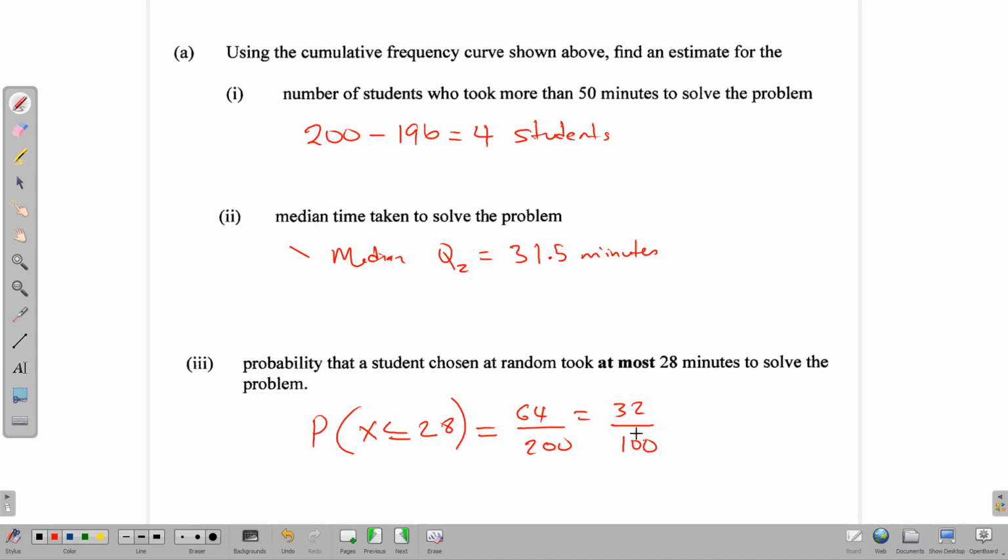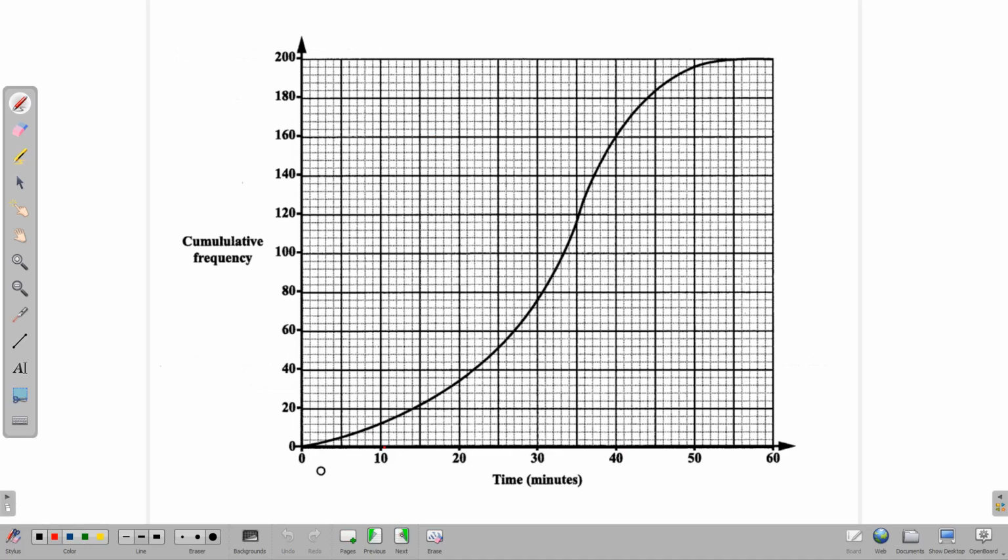Remember that you need to simplify your answers as much as possible. In this case, we could even write it as a decimal, 0.32, since there's no risk of rounding off and creating an error. So we have finished the first 3 parts. Let's move on to the next part.